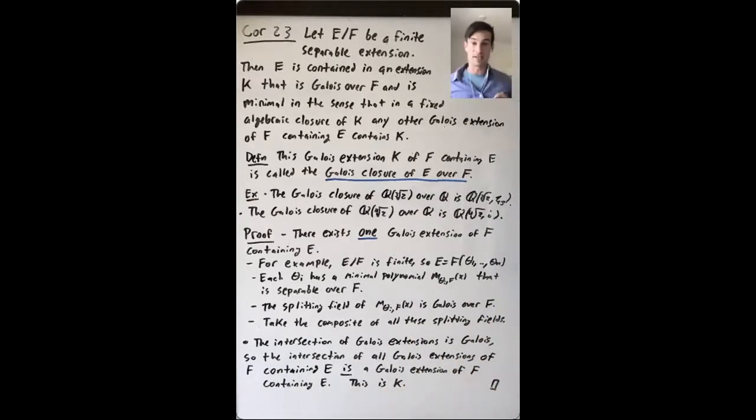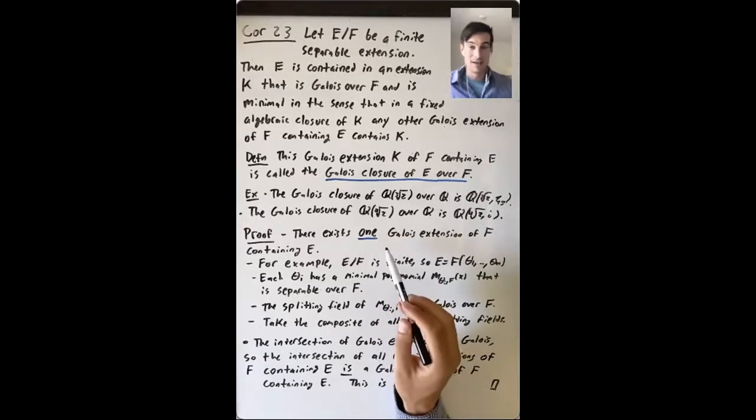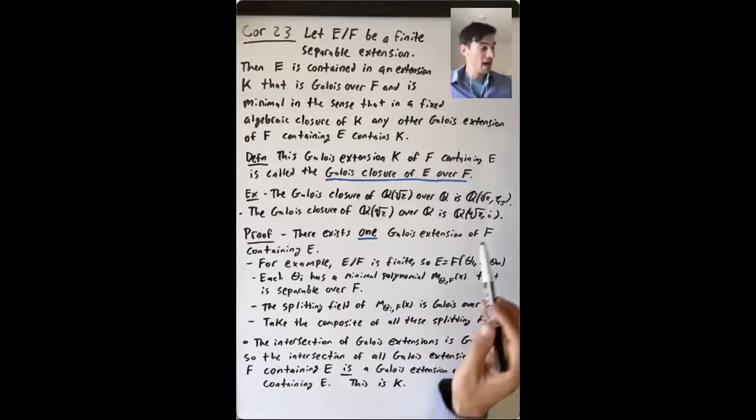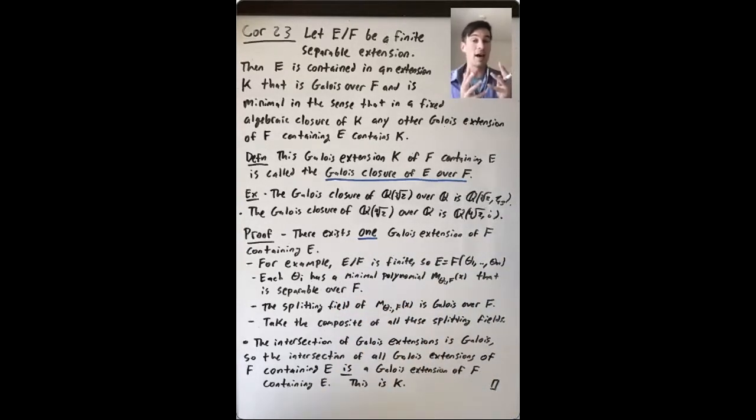Okay, so let's prove this. And there are two big steps. One is to just show that there exists some extension of F containing E that is Galois. So we're just going to find one Galois extension, and then we're going to take this one Galois extension and find a minimal one using it.